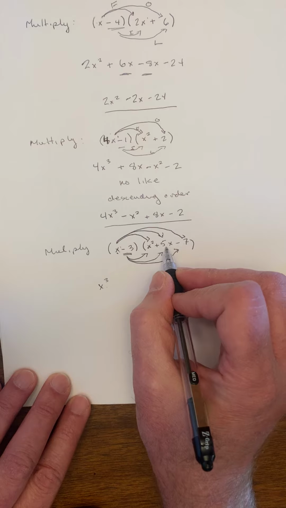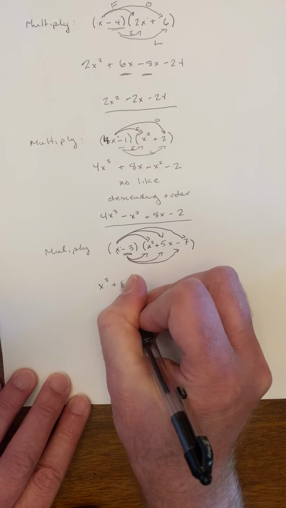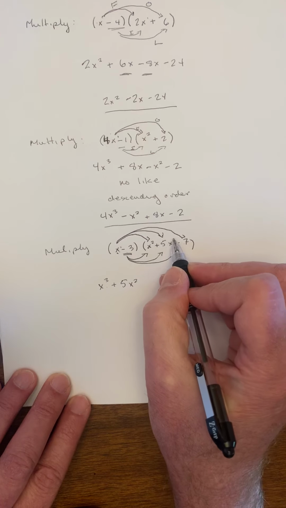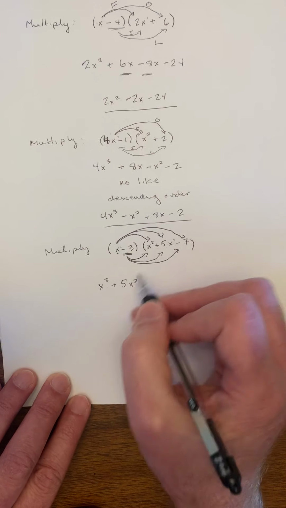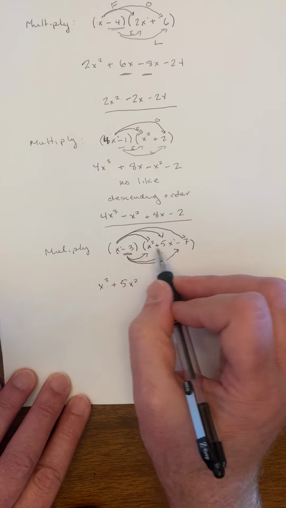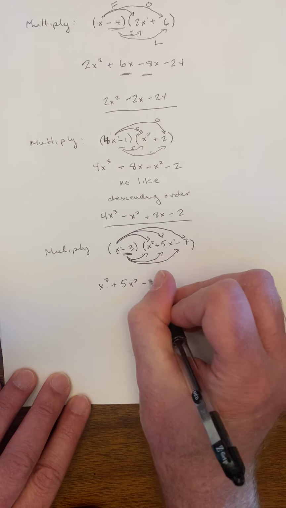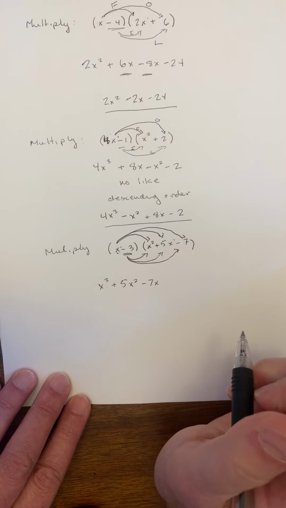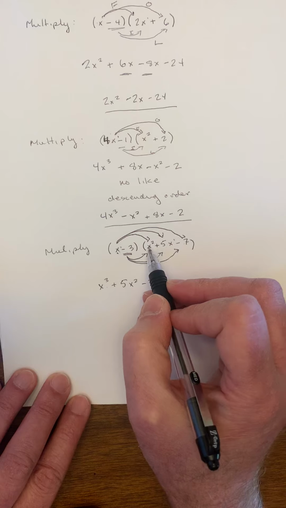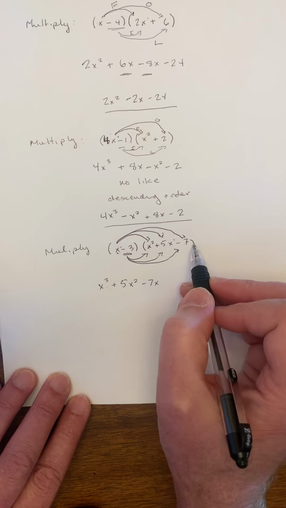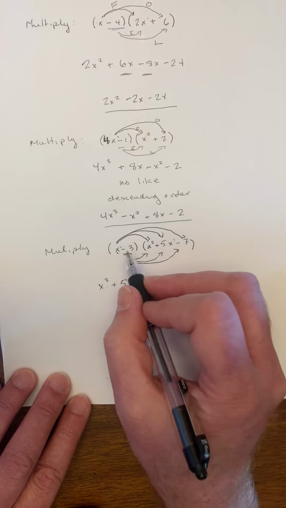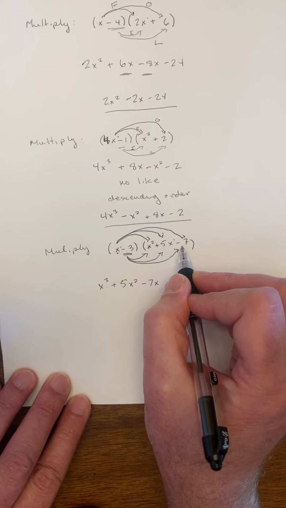x times 5x makes 5x squared. That's a power of 1. That's also a power of 1. 1 and 1 is 2. The coefficients are 5. Finally, x gets multiplied by that negative 7, and that just gives us negative 7x. So that x got distributed 1, 2, 3 to 3 different things because there were 3 things in this parentheses. Now that negative 3 needs to get distributed 3 times.